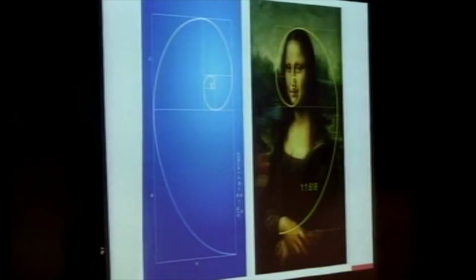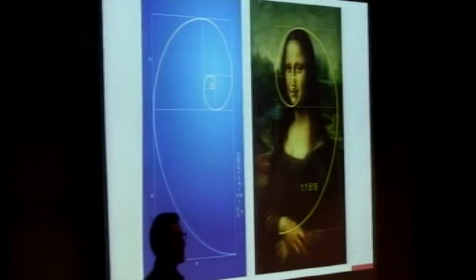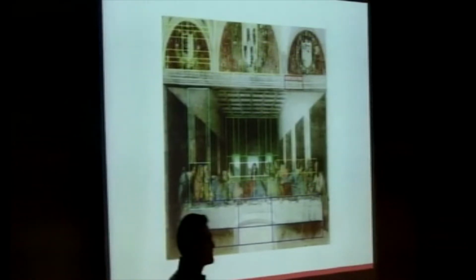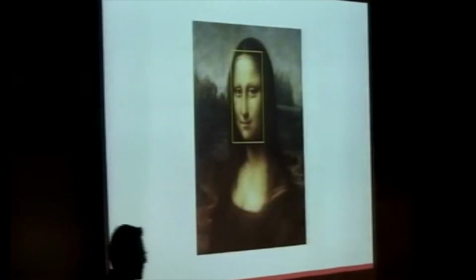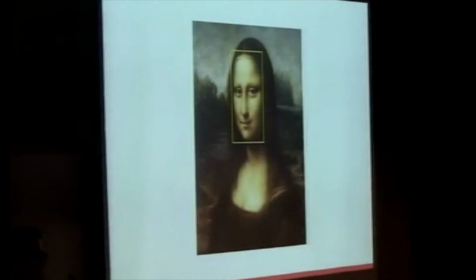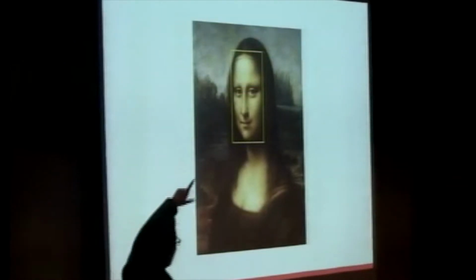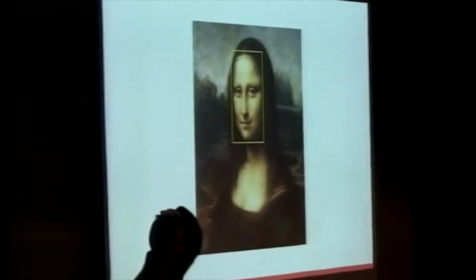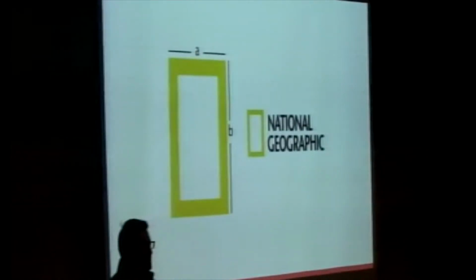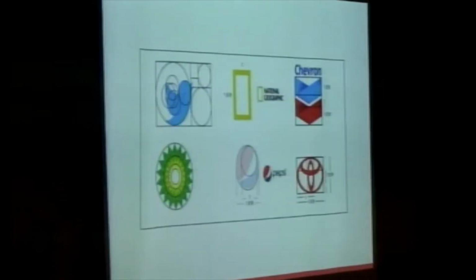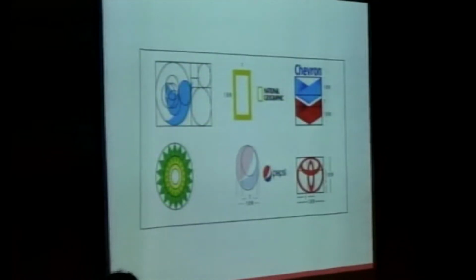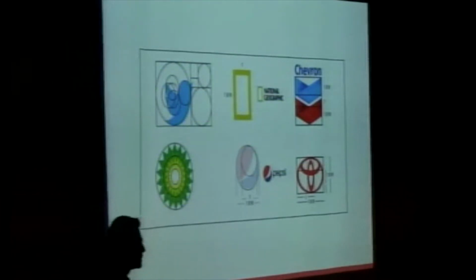Mona Lisa, you can draw a golden spiral overlaying this painting. Da Vinci also used this in the Last Supper. And here you can see the apostles are all in the golden ratio, the width of the table, the height of the table, Jesus, obviously. And so again, back to Mona Lisa, her face is in the golden ratio. So look at this rectangle and think about, have you seen this before? Yes, the National Geographic logo is literally the golden rectangle. Other logos, Twitter, BP, Pepsi, Toyota, Chevron, all of them use the golden ratio.